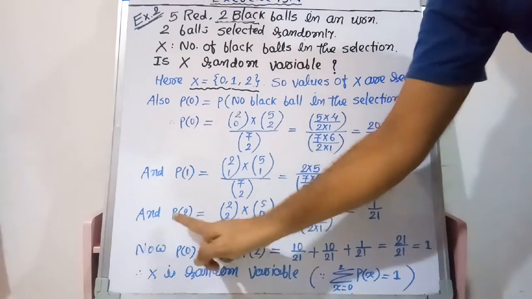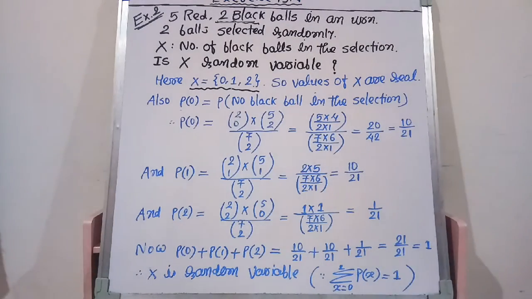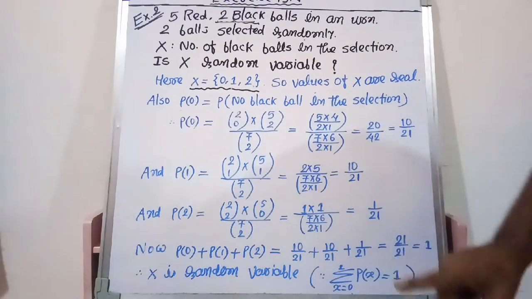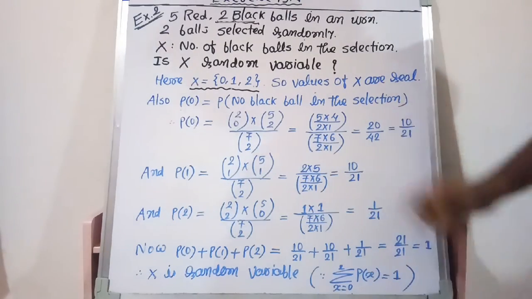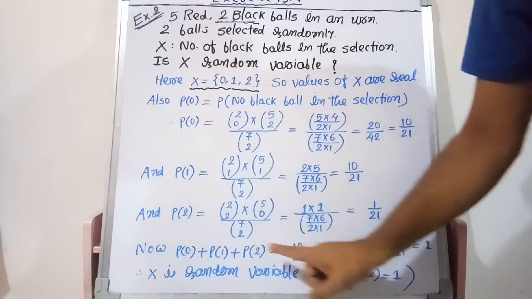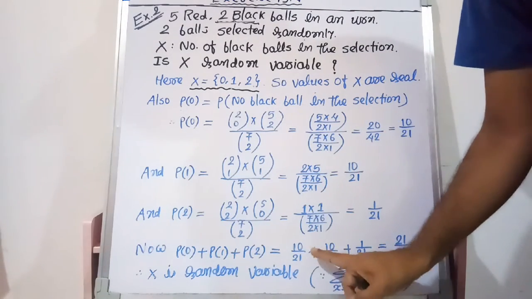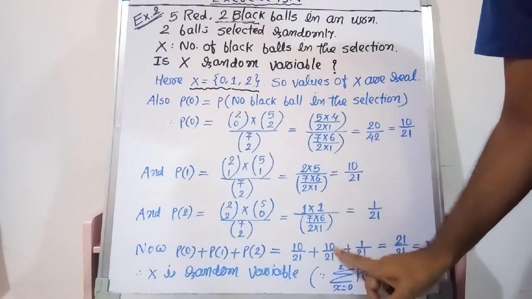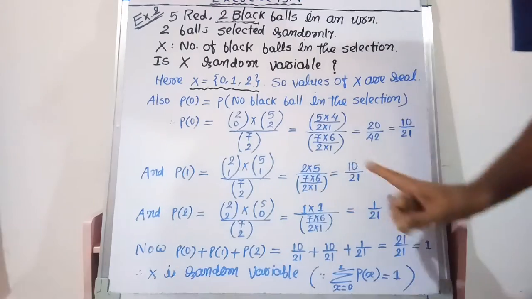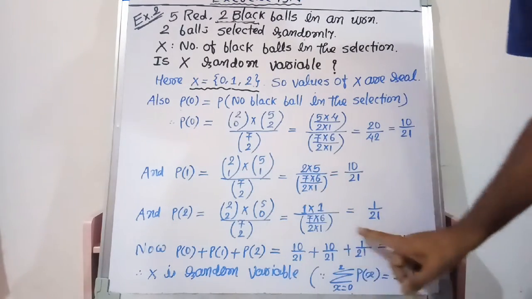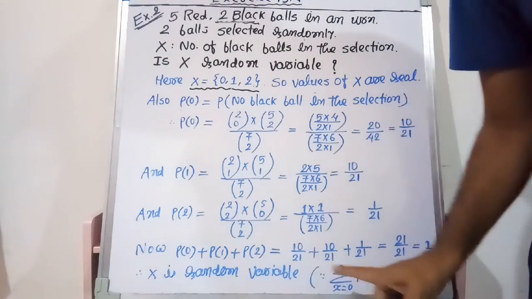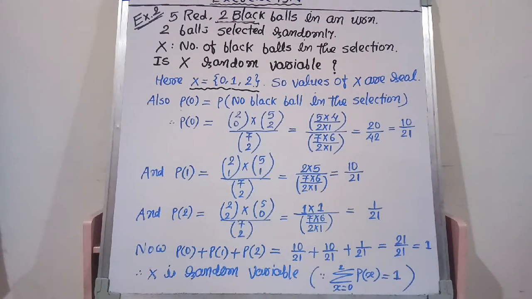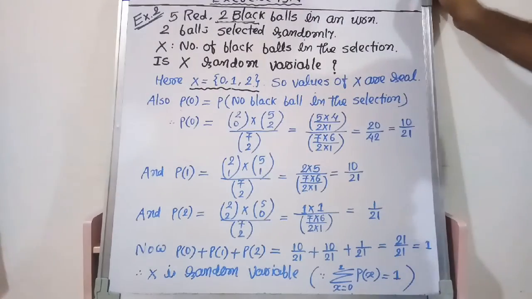And finally the probability of getting both black balls. Both are black balls, that means 2C2 and 5C0 upon 7C2. So that is 1 by 21. Now let us add all the possible probabilities of the events. We get 10 by 21 for 0 black balls, 10 by 21 for 1 black ball, and 1 by 21 for 2. The sum is 1, that is, sigma Px is 1. Then we may say that X is a random variable of this experiment. So this is the second example.